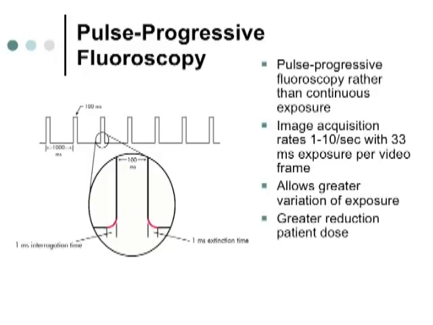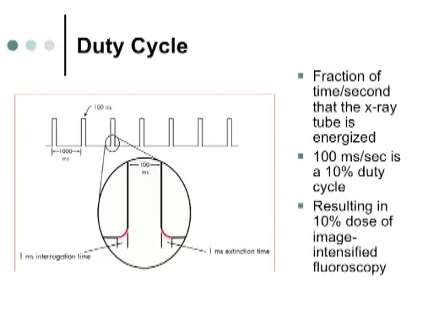So the generators and the X-ray tubes are different in the way that they're set up for pulse fluoroscopy. The actual time of exposure is called duty time, and it's usually 100 milliseconds. So about 10% of the exposure that you would normally get.